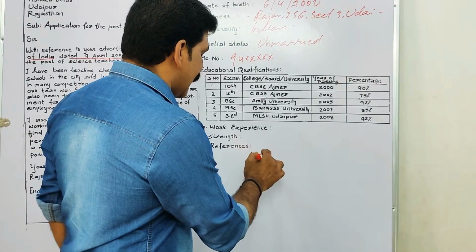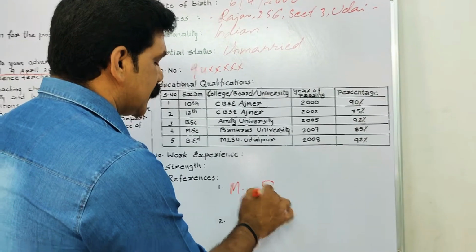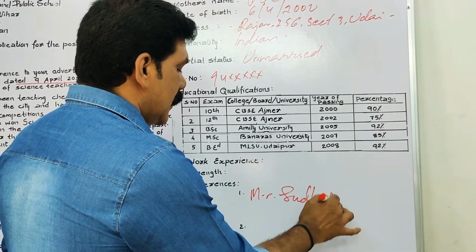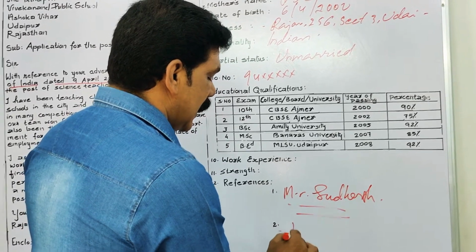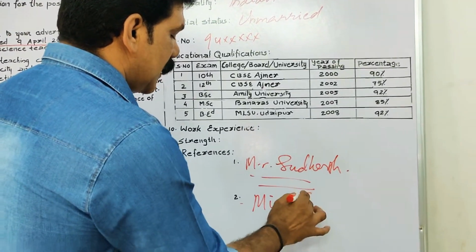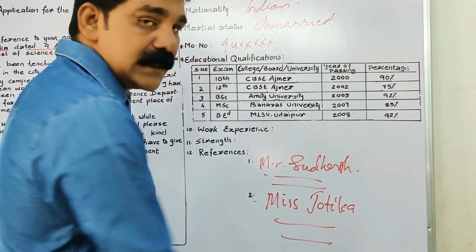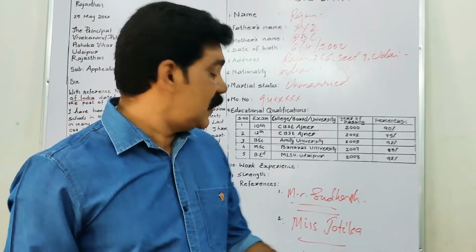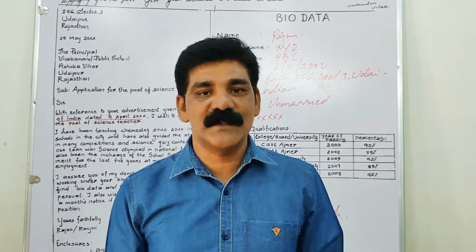And the most important thing, you have to give 2 references, that is 2 reference addresses. Here one, for example, Mr. Sudesh and address. And the next one is Miss Jyotika and address. And this way you have to give the full reference address also. This is all about the job application as well as the biodata.